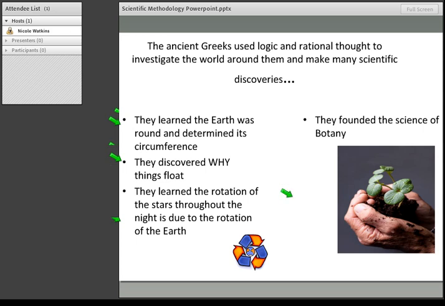And they also get credit for finding the science of botany. And what is botany? The study and classification of plants. So if you are a scientist that studies plants, you are considered a botanist.